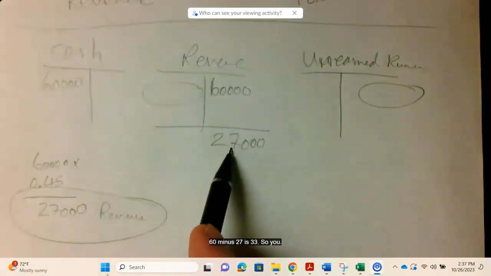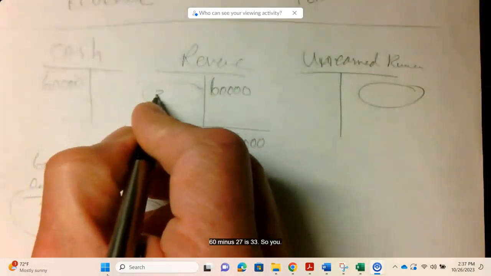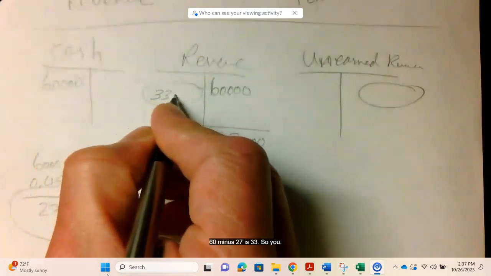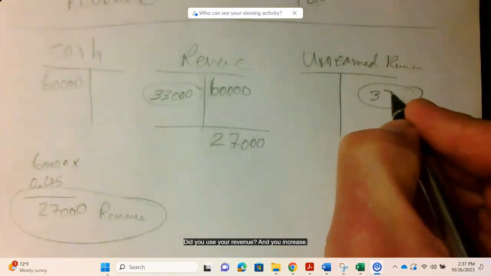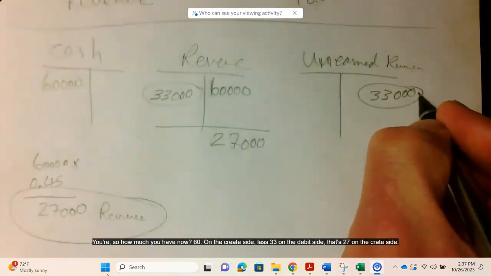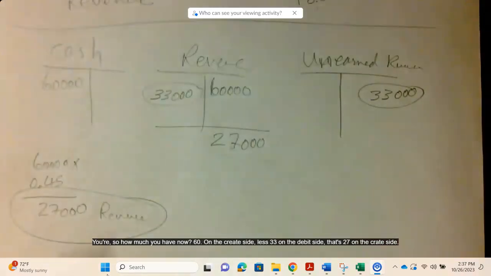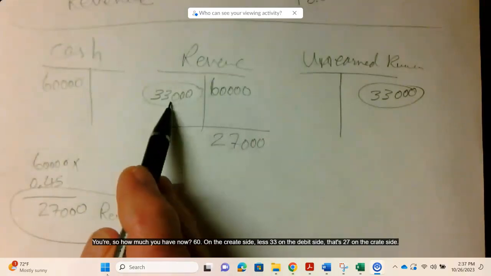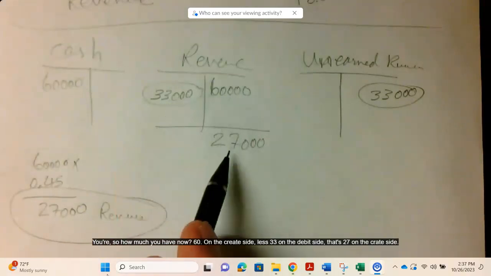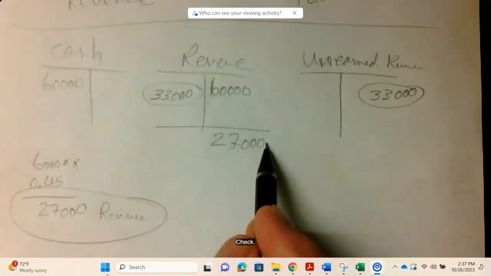60 minus 27 is 33. So you reduce your revenue and you increase your liability. So how much revenue do you have now? 60 on the credit side, less 33 on the debit side. That's 27 on the credit side. Check.